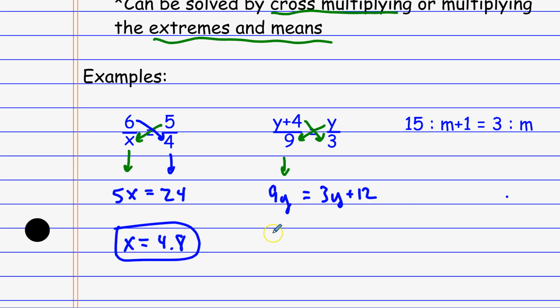Okay. And now I subtract the 3y. That gives me a 6y. And now I divide by the 6, and I end up with y equals 2.